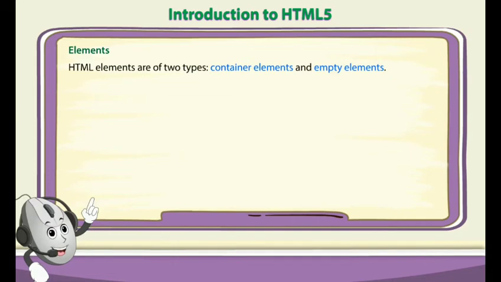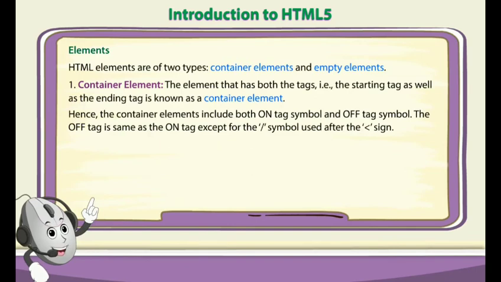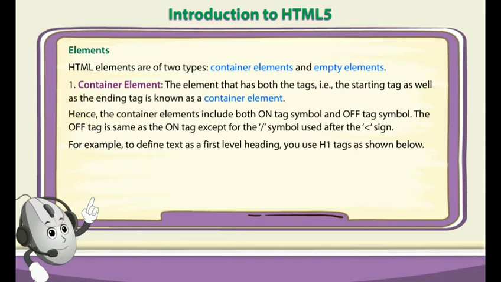Elements. HTML elements are of two types: container elements and empty elements. Container means pair tag. Elements that have both a starting tag as well as an ending tag are called container elements. And the second type is empty element. Hence, the container elements include both the on symbol and the off symbol. The off symbol tag is the same as the on tag except for the slash sign used after the less than sign.